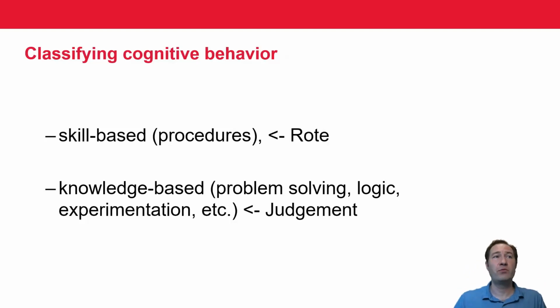The other type of behavior we might think about is called knowledge-based. And this is where you're applying things. So you're doing problem solving, logical evaluations, experimentation, and these are judgment things where, again, errors can happen, but it's not that you didn't have it memorized properly. It's that you made a poor judgment or a poor application of a rule. So we'll use those to classify the errors that could develop based on the type of cognitive behavior that's happening here.